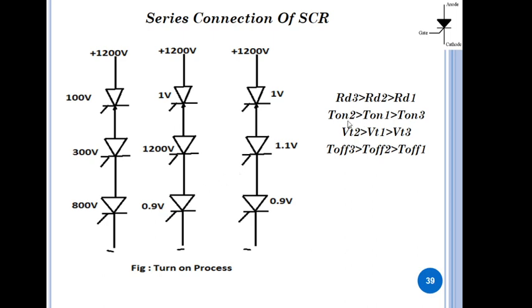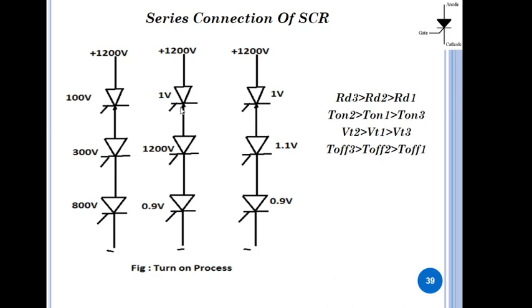So due to the differences in turn on time of each SCR, SCR3, which has the minimum turn on time, comes into the on state first. After that, the turn on time of SCR number 1 is minimum as compared to SCR number 2, and hence SCR number 1 comes into the on state after SCR number 3. After SCR 3, which one is going to turn on next?